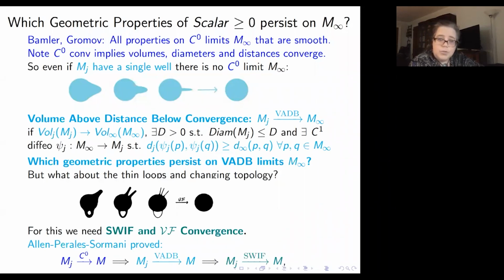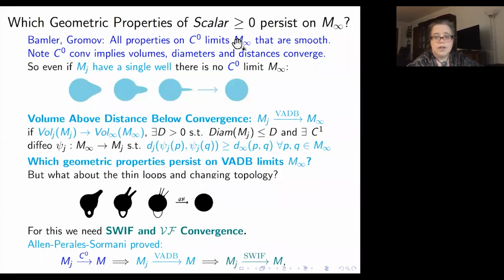Note that in joint work with Brian Allen and Raquel Perales, we proved that if you have this VADB convergence, then you will get the SWIFT, or volume preserving intrinsic flat convergence. So this implies this, and clearly C0 convergence implies the VADB convergence. So we have that this is an in-between notion that people can use to test ideas and see if we can get theorems like the one by Bandler and Gromov.